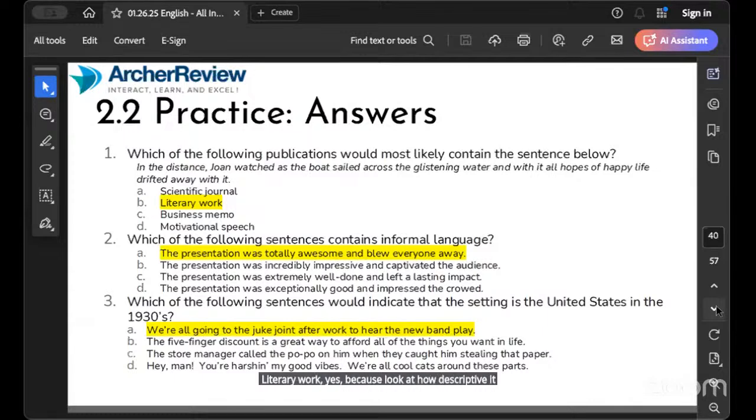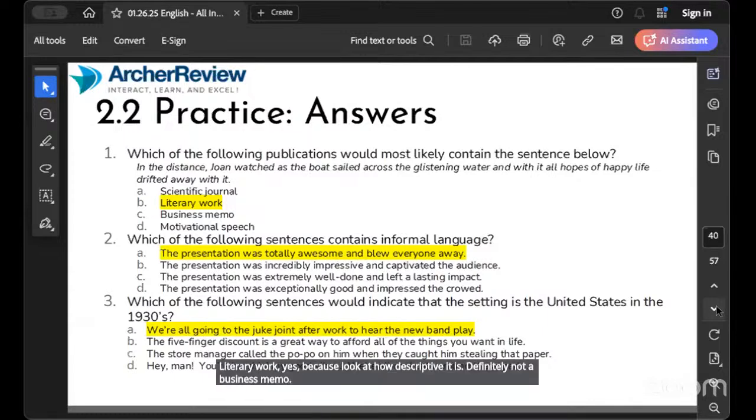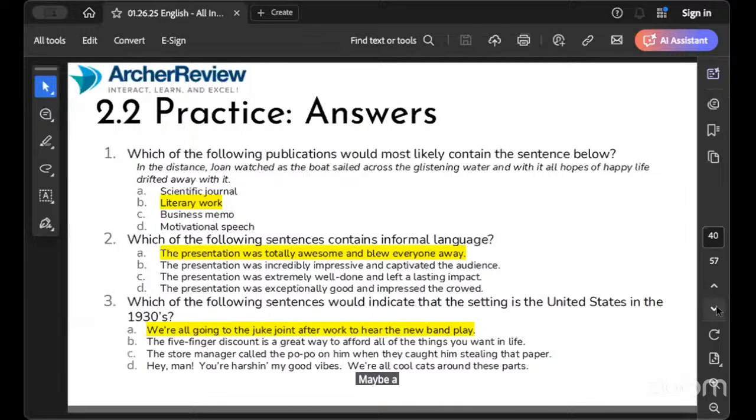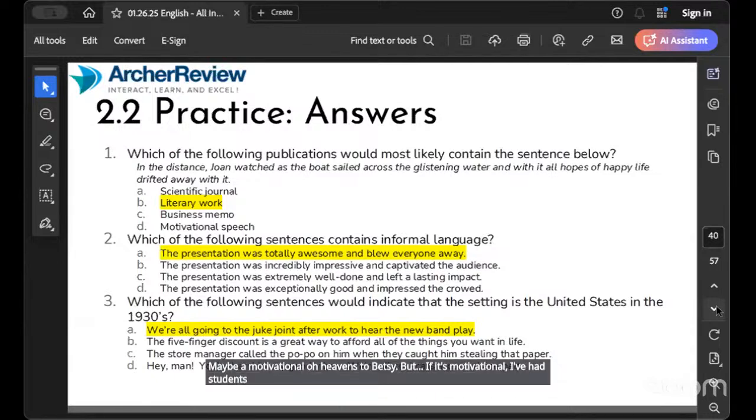Definitely not a business memo. Maybe a motivational. Oh, heavens to Betsy. But if it's motivational, I've had students ask me this before, so just in case you were wondering, would it be motivational to talk about somebody who's watching their hopes and dreams disappear?